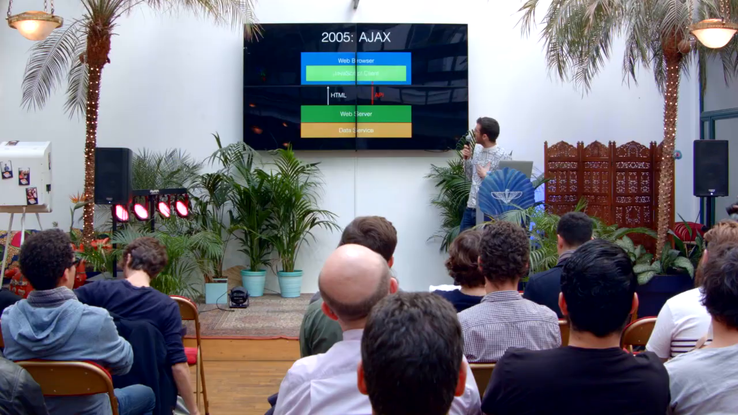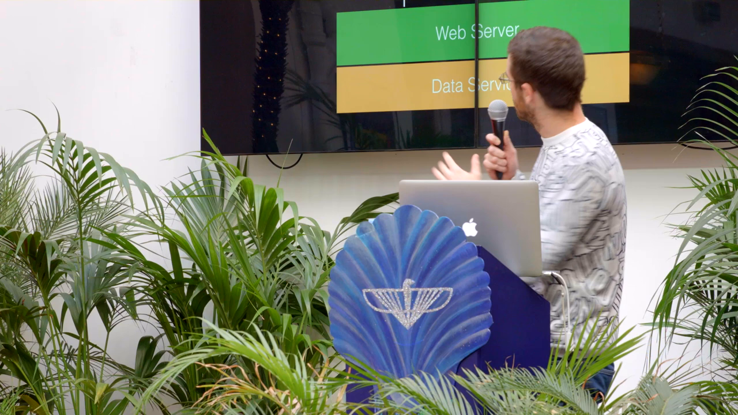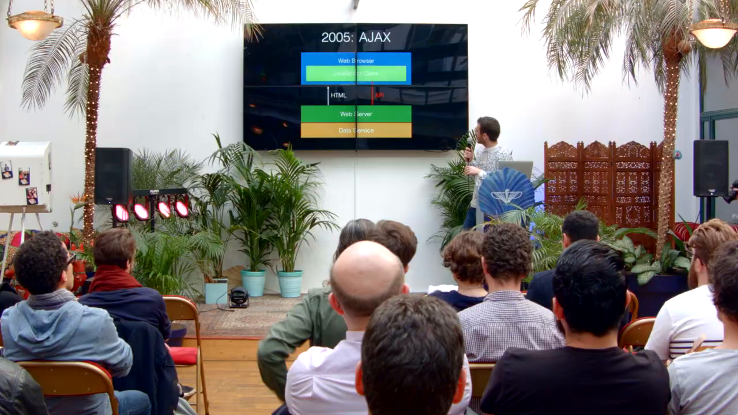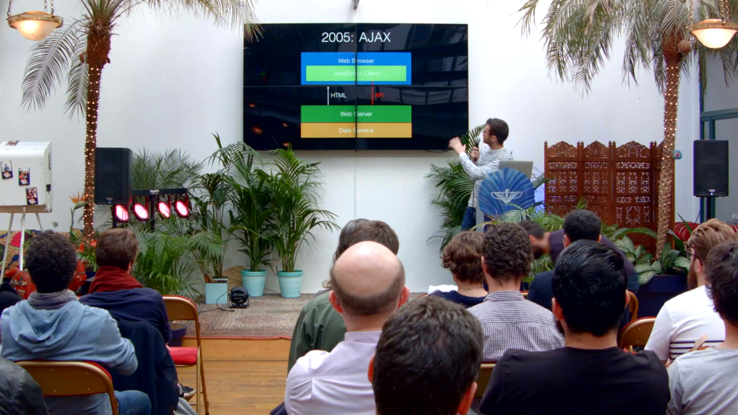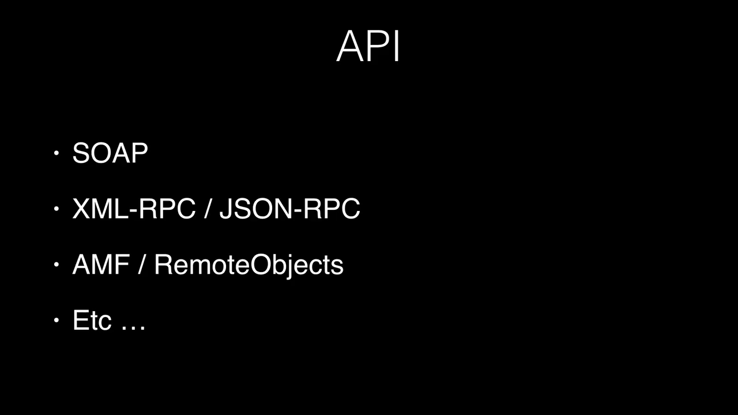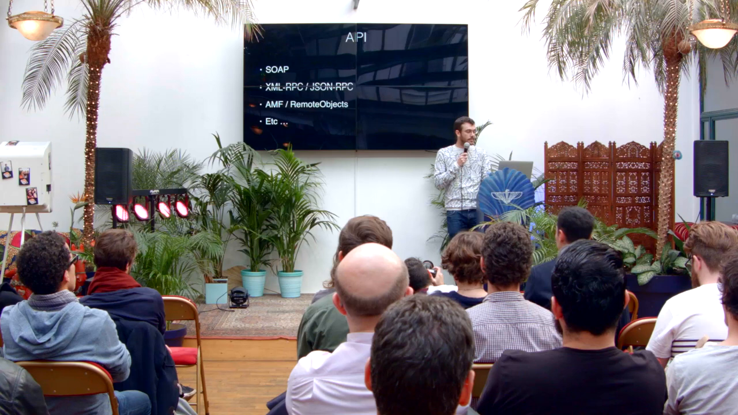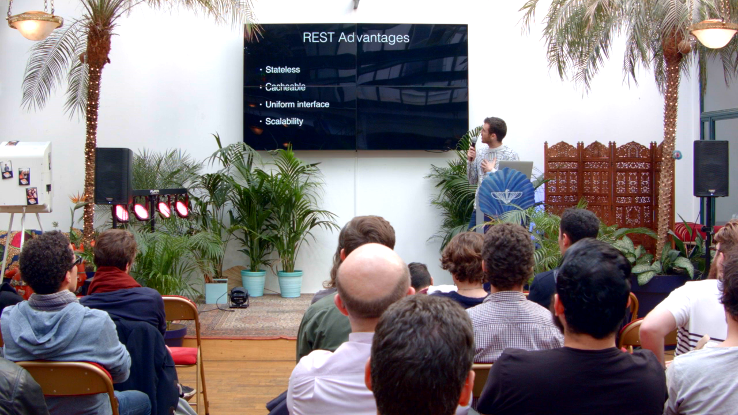But with time, our HTML started to become a real application with JavaScript. And our web server started to be only there to distribute data to our client application living in our web browser. And with this new challenge of distributing data through an API came lots of different technologies, protocols, and architectures. You had SOAP or RPC, XML RPC, JSON RPC, even some crazy technology like AMF from Adobe. And from all these different solutions, one came to become the standard.